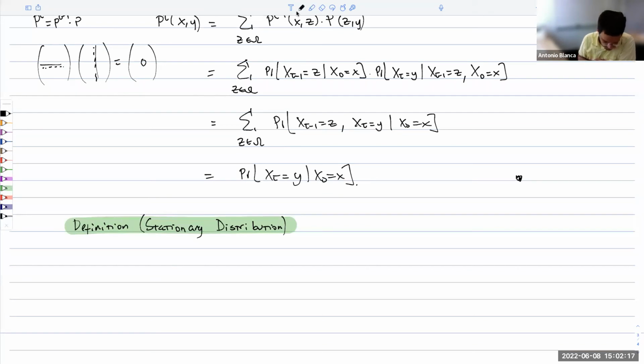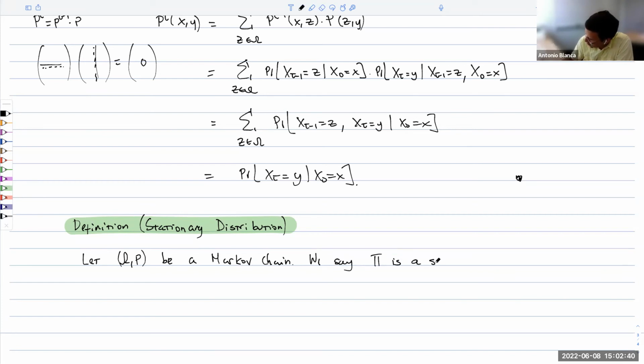Okay, so take a Markov chain. Let omega, P be a Markov chain. We say pi is stationary if pi times P equals pi. So let me just do some clarification here.